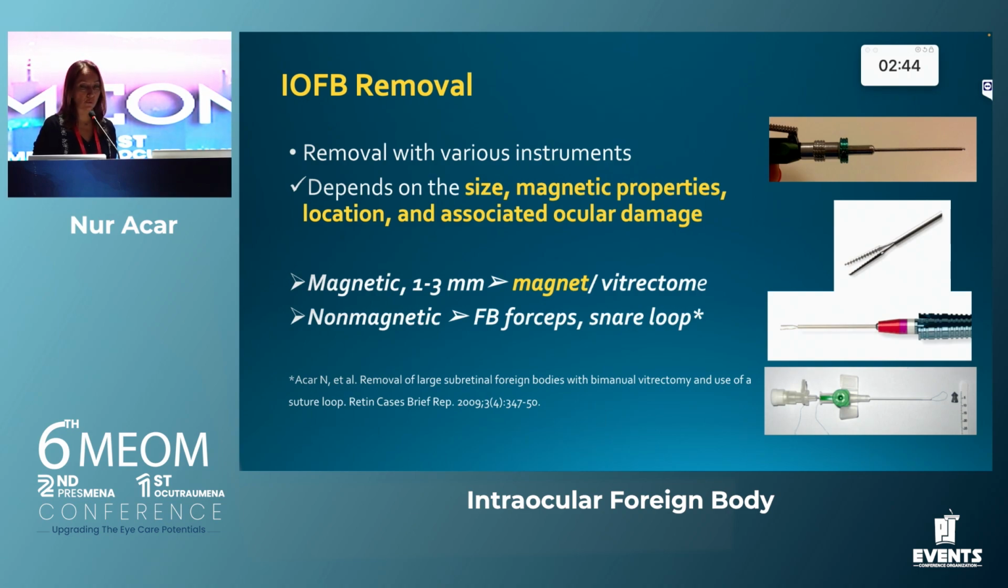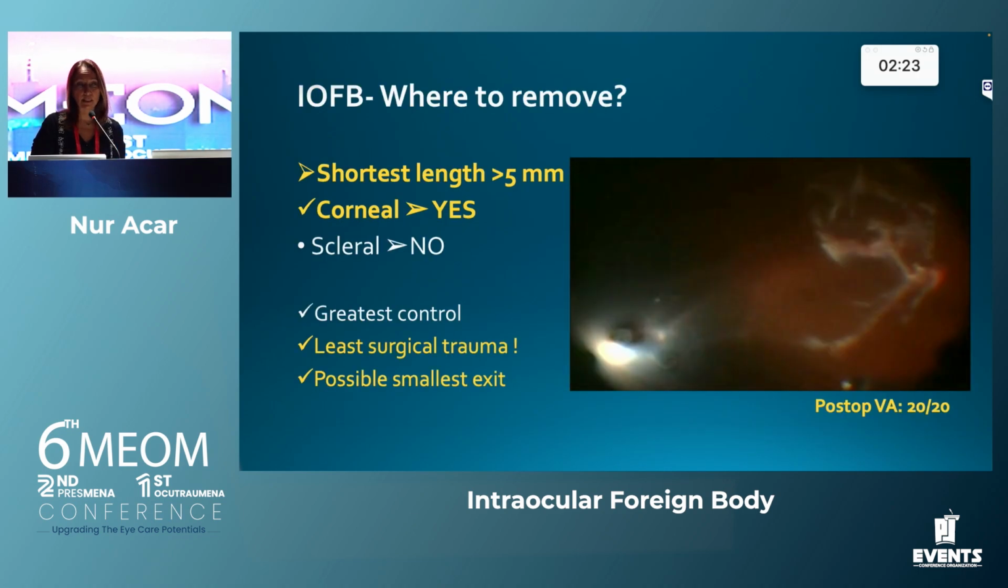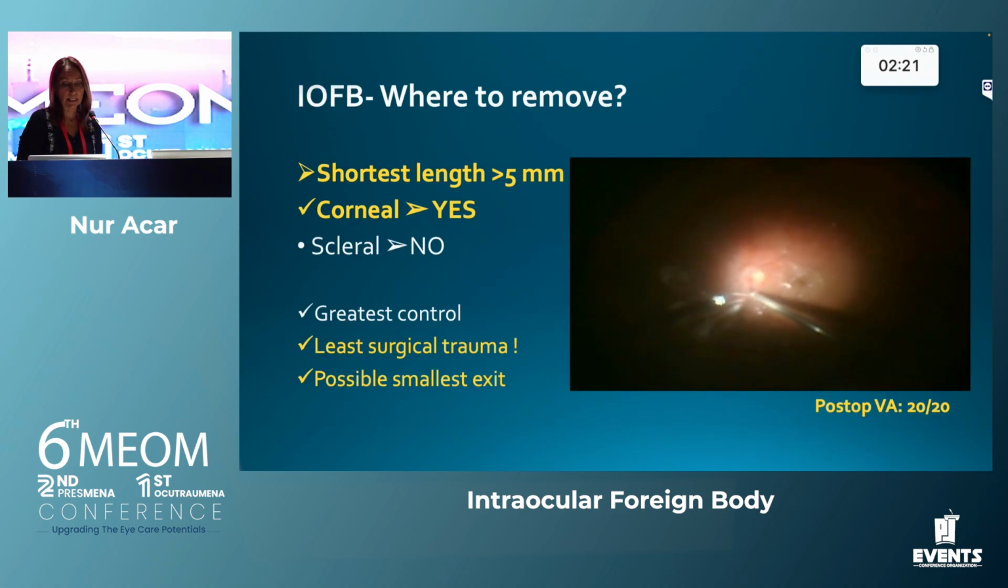We can start with the surgery, because we should always see the tip of the infusion fluid to avoid choroidal infusion or bleeding. So intraocular removal of the foreign body depends on the size and the magnetic properties. If there are small magnetic ones, we can remove them with the magnet, or we have a lot of kinds of forceps, and even the snare loop is defined for the large foreign bodies.